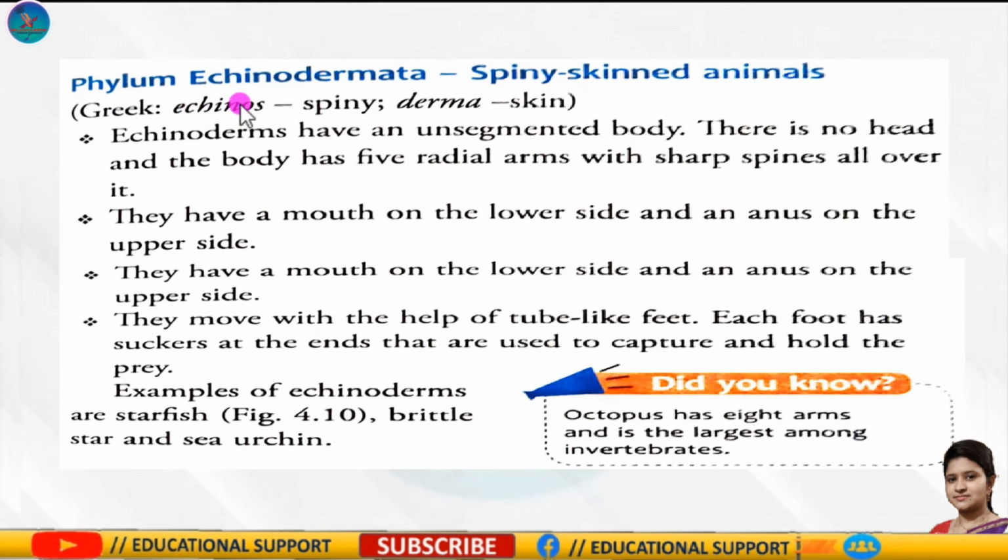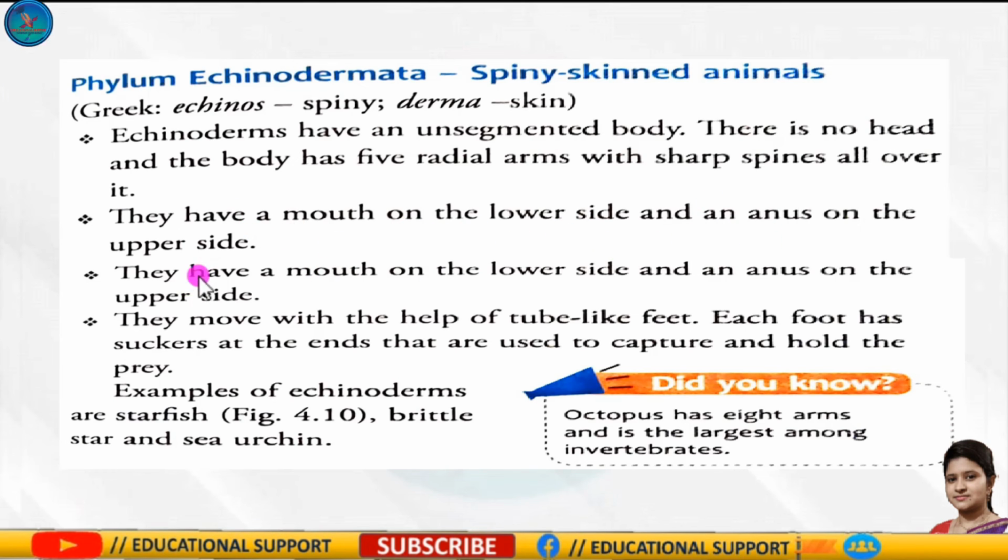So next is phylum Echinodermata. Echinodermata means spiny-skinned animals. It's also a Greek word: echinos means spiny and derma means skin. You know derma means skin, like in dermatology. Echinoderms have an unsegmented body, there is no head, and the body has 5 radial arms with sharp spines all over it. They have a mouth on the lower side and an anus on the upper side.